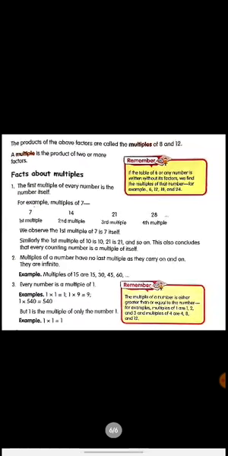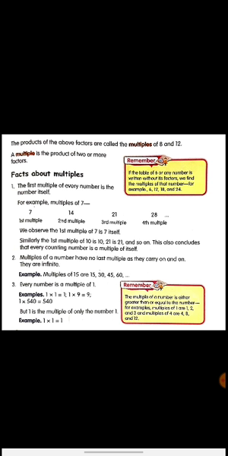and on the right hand side the 4 multiples of 12 are 12, 24, 36 and 48. The product of the above factors are called the multiples of 8 and 12, as I have told you earlier. So, a multiple is the product of two or more factors. Underline this line in your book. This is the definition of a multiple.